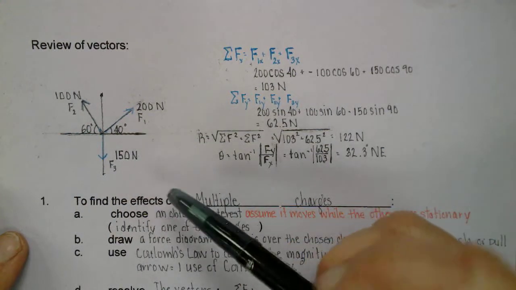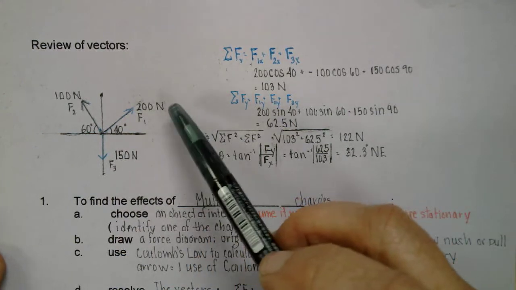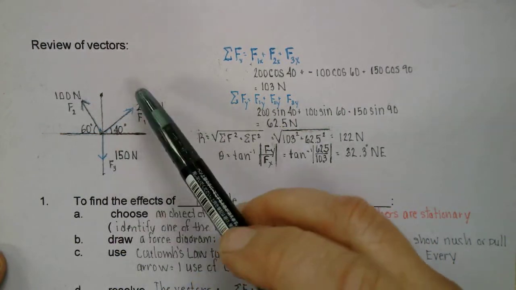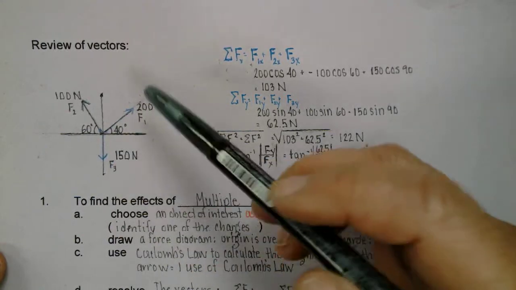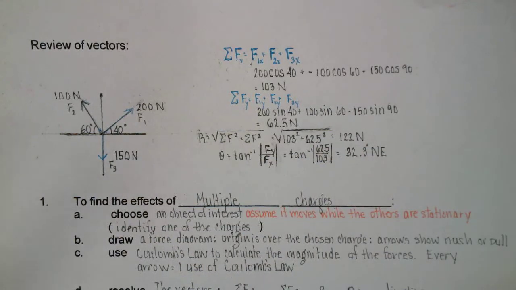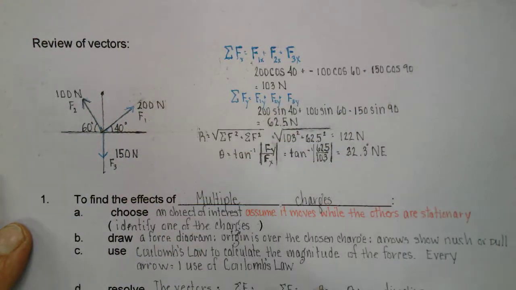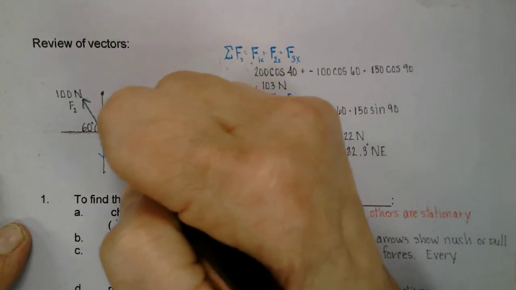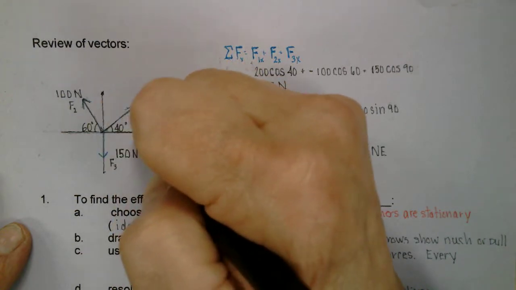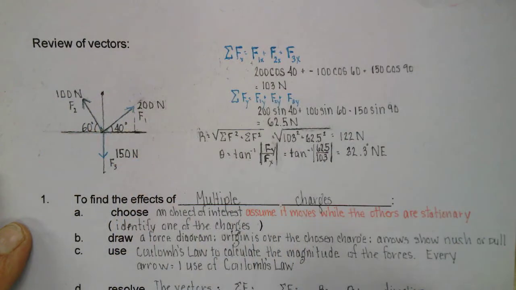You'll notice that I have a 200 Newton force that's in quadrant 1 at 40 degrees, a 100 Newton force in quadrant 2 at 60 degrees, and a 150 Newton force in the negative y-axis. Remember, we broke it down into two components, the x component and the y component. And you can do that, of course, by dropping the perpendicular: how much y was there to this vector, how much x was there to the vector.